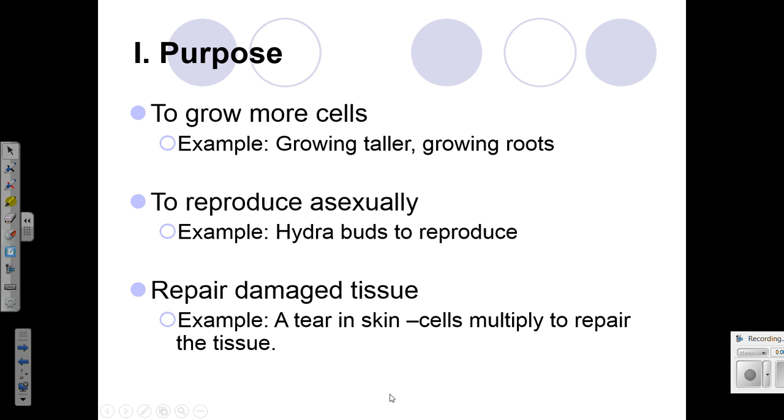Some organisms use it as a form of asexual reproduction. Little invertebrates called hydra will just bud off. Basically, a part of their body falls off and it becomes a new one. And that is the same basic principle as mitosis. And to repair damaged tissue. Let's say you fall off your bike and skin your knee, there's some tissue missing, and the cells will divide to try to fill in that tissue.